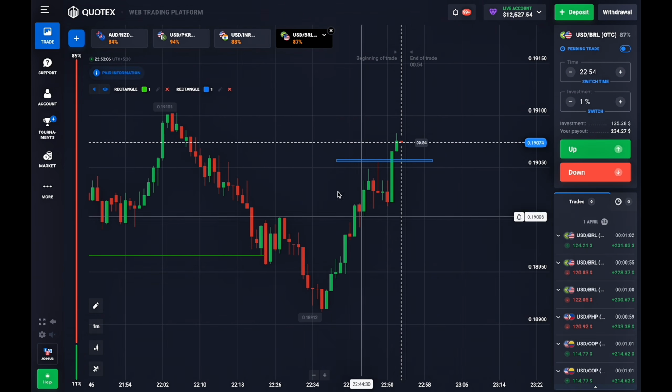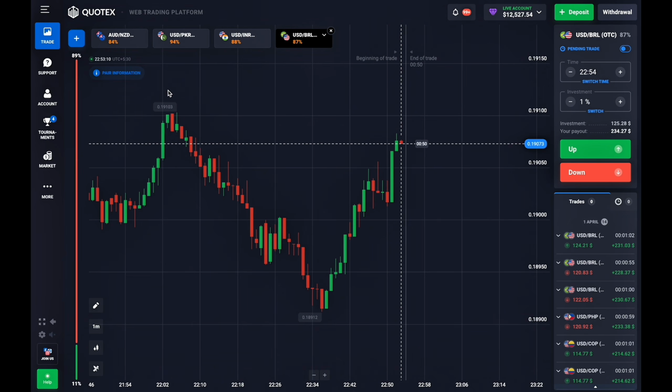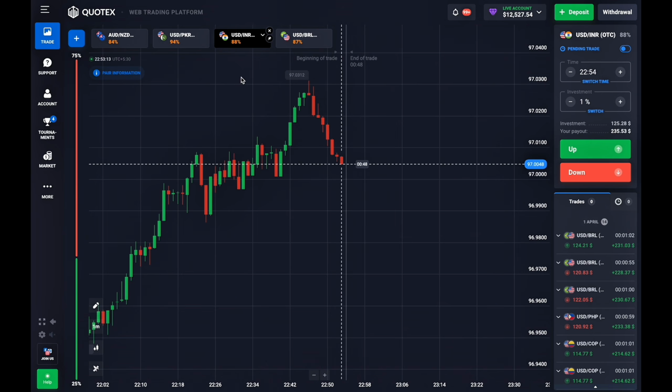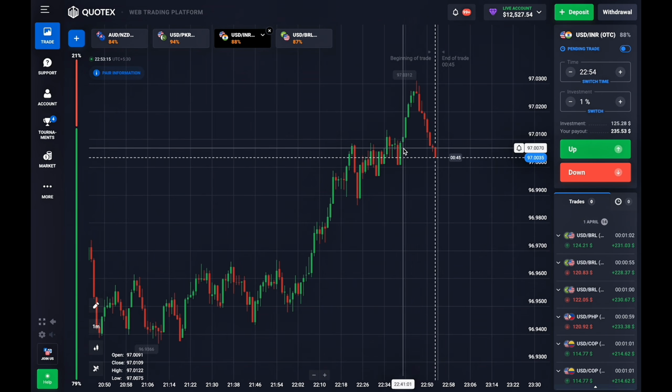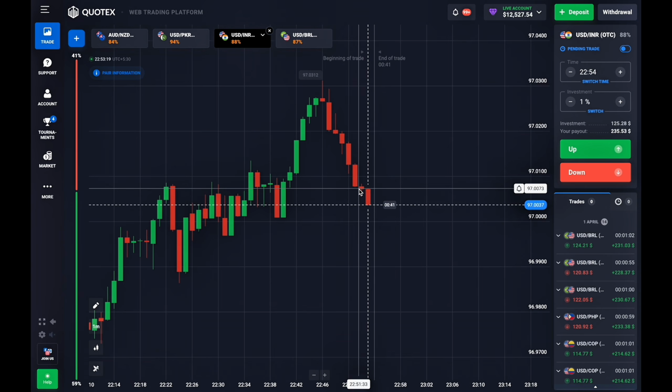Now, I want you to observe that the current green candle is comparatively smaller. So the market can go in either direction. We will look for high probability setups. So let's see what the other currency pair is doing.